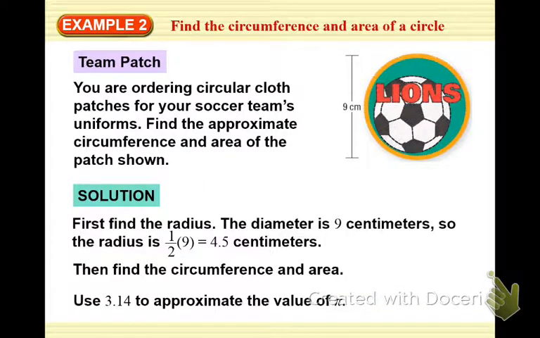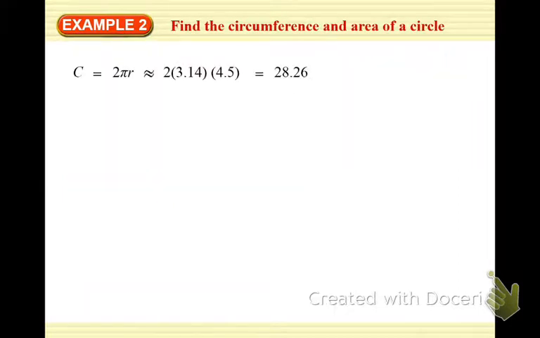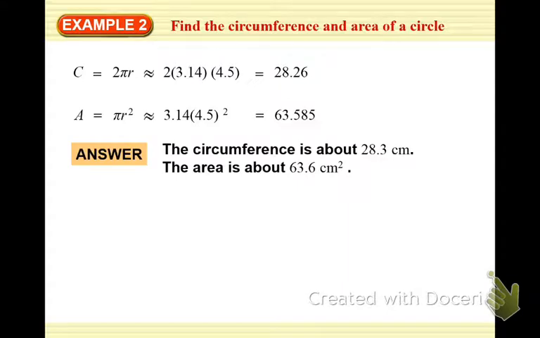Okay, so there's the work. They plugged in 3.14 for pi. You don't have to do that unless it says to round. So and then we get, there's our perimeter and area. And we did ours in terms of pi.